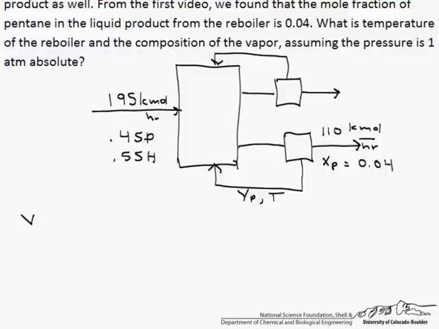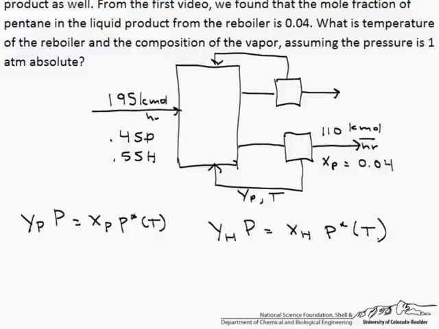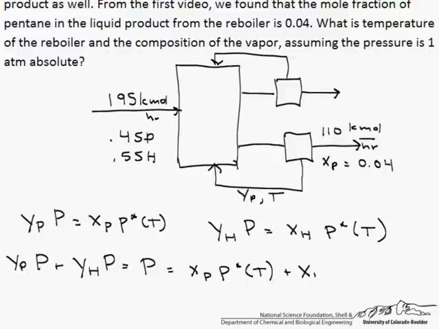So again, we know that the partial pressure of the pentane has to equal the liquid mole fraction times the vapor pressure at the temperature that we're looking for, as well as the hexane partial pressure has to equal the mole fraction of the liquid of the hexane times the vapor pressure of hexane at the temperature that we're looking for. So we know that Y sub P times P plus Y sub H times P equals the total pressure. The sum of the partial pressures is going to equal the total pressure. And then we can substitute that this equals X sub P times P star at the temperature that we're looking for, plus X sub H times P star at the temperature that we're looking at.